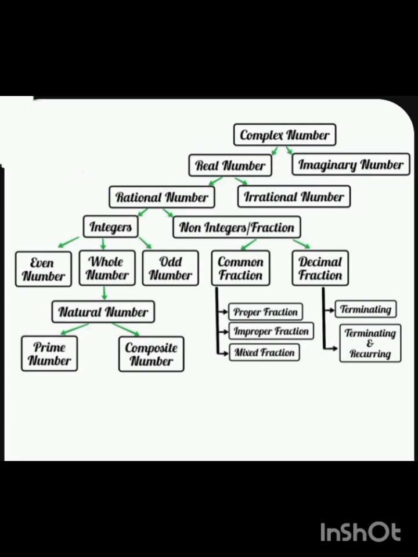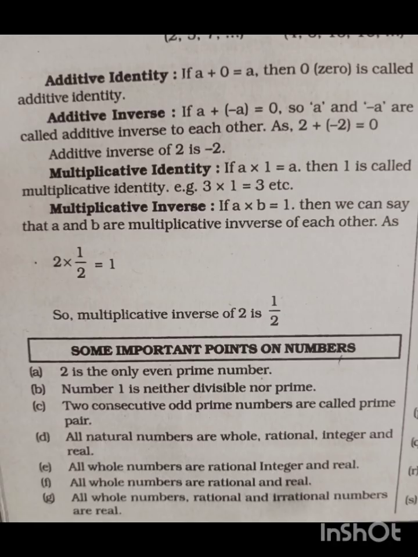So today we will learn what is additive identity. If a plus 0 is equal to a, then 0 is called the additive identity. And what is additive inverse? If a plus (minus a) is equal to 0, then a and minus a are called additive inverses of each other. As for example, 2 plus minus 2 is equal to 0, so the additive inverse of 2 is minus 2.